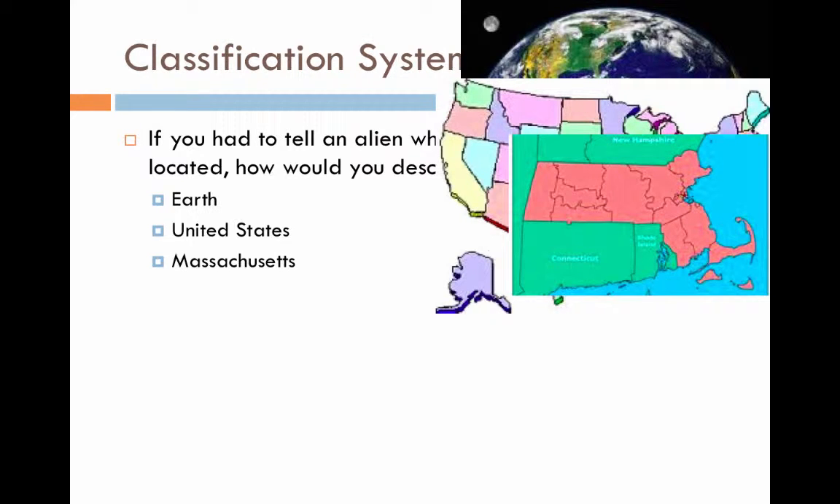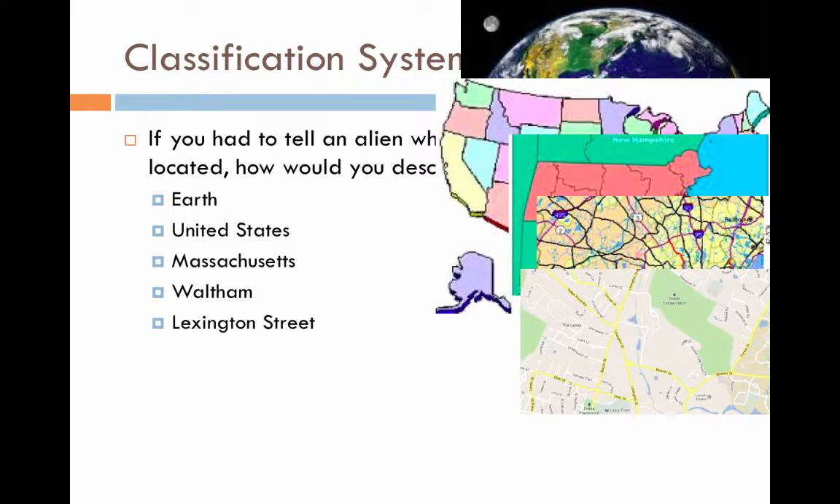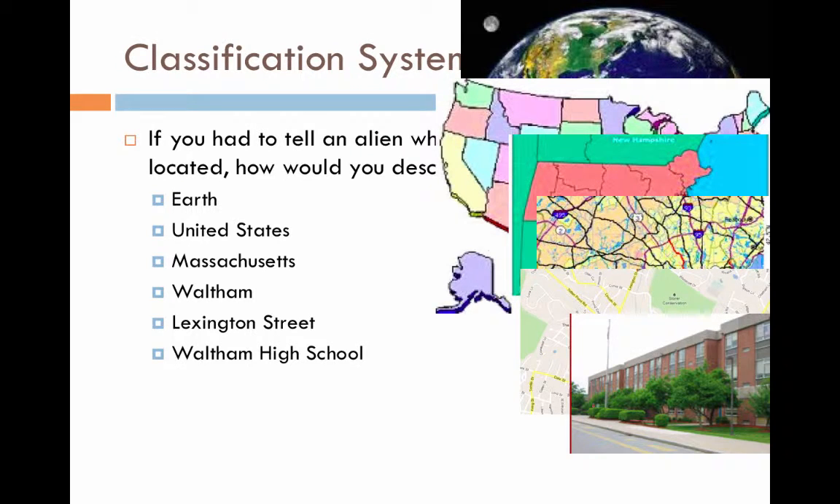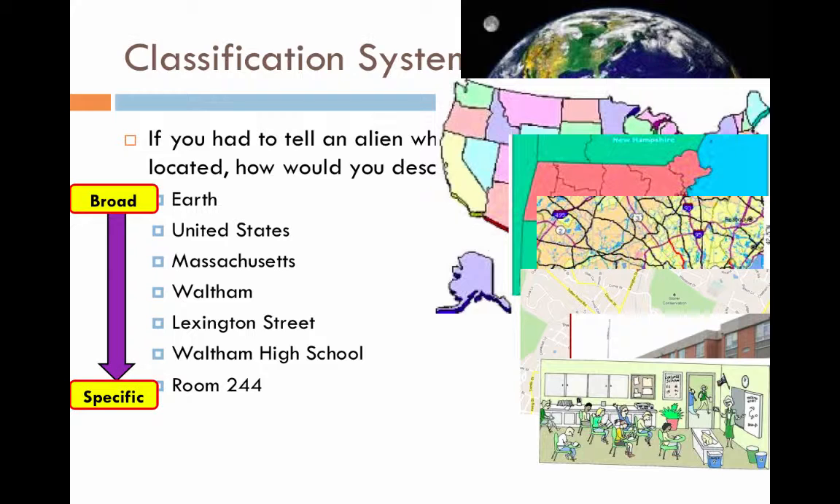Then a little more specific. It's in Massachusetts. Then it's in the city of Waltham. Then it's on Lexington Street. Then it's in Waltham High School. And finally, you can be really specific and say it's in room 244, biology class. Notice how you started really broad or general, and then the location of the room became very, very specific.